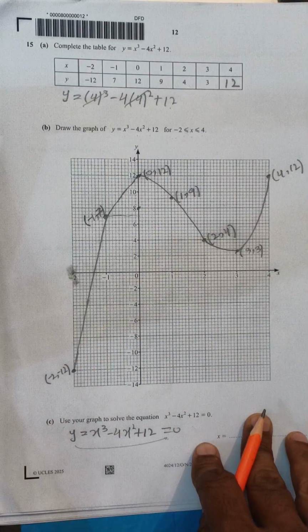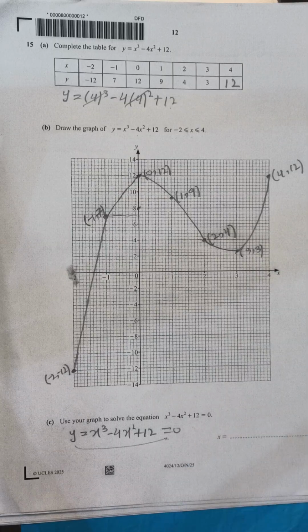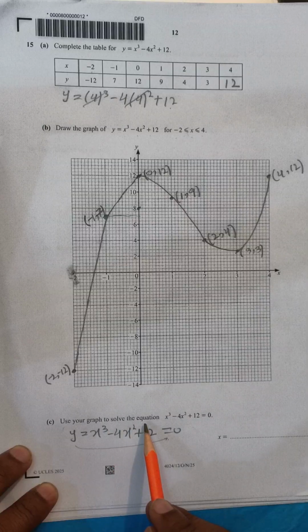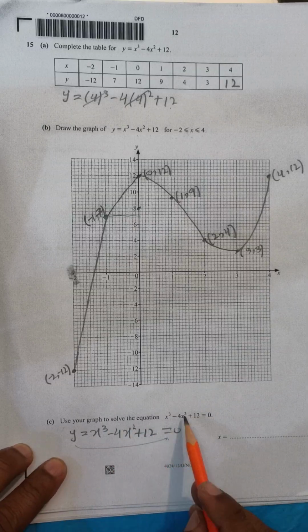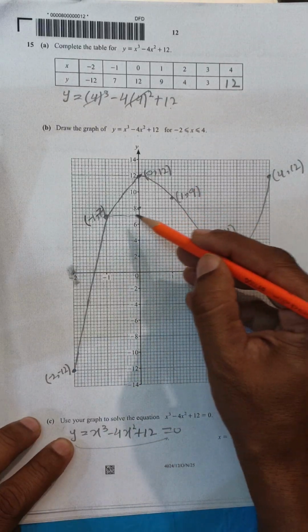Okay, how can you find out the point? Let's say x cube minus 4x square plus 12 is equal to this one, clear. Use the graph to solve the equations. Okay, solve these equations using the graph. Just a minute, just hold on.